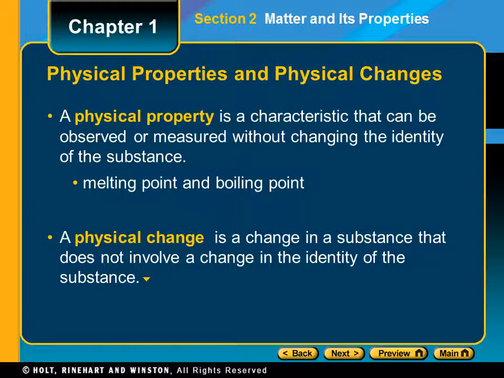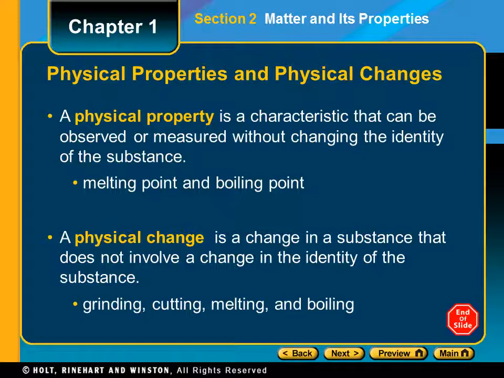A physical change is a change in a substance that does not involve a change in the identity of the substance. So if the change takes place, but it doesn't change the identity, that's physical. Water is the classic example here because water can freeze, water can melt, water can vaporize, but it's always still water, and therefore it's considered a physical change. And you see here, grinding and cutting would be a physical change, and melting and boiling, which I've already mentioned.